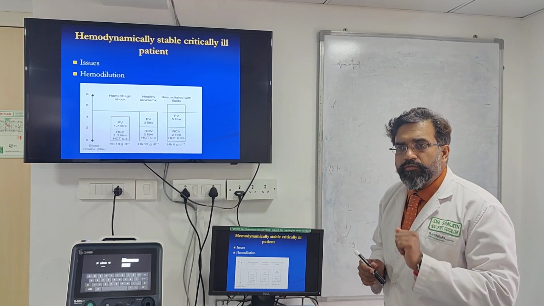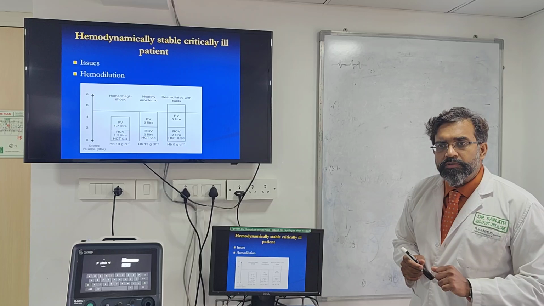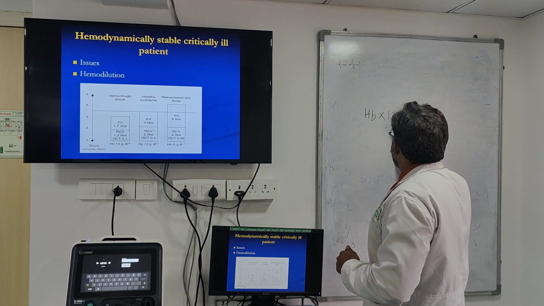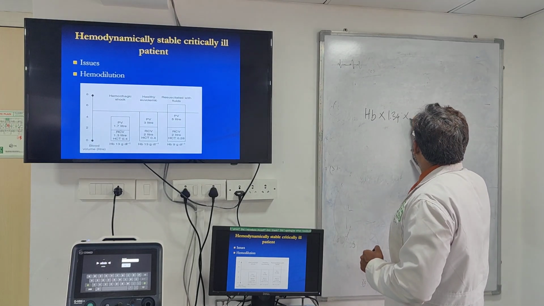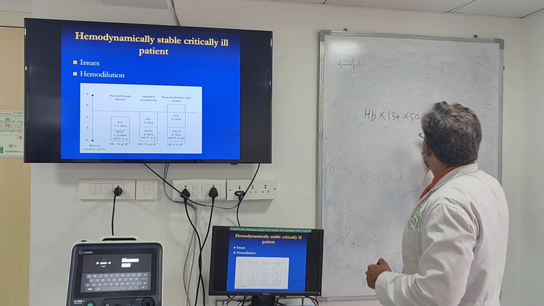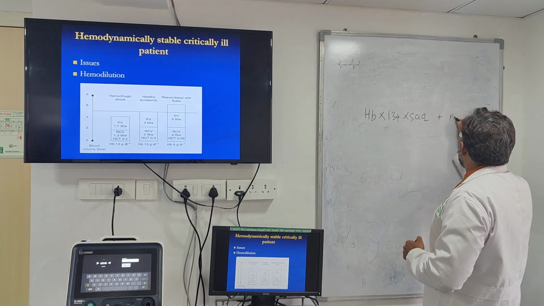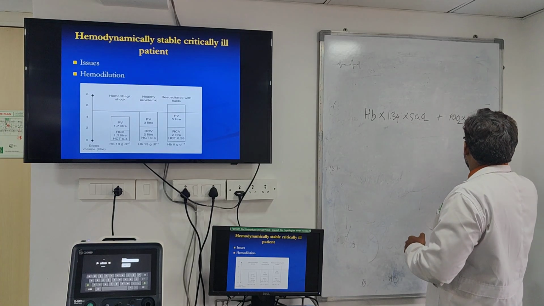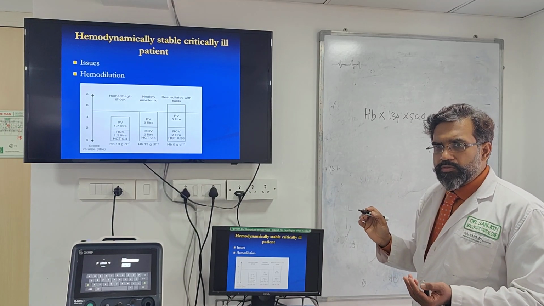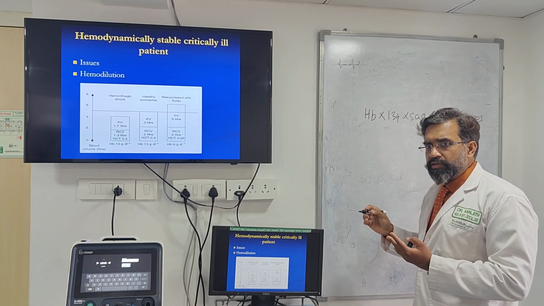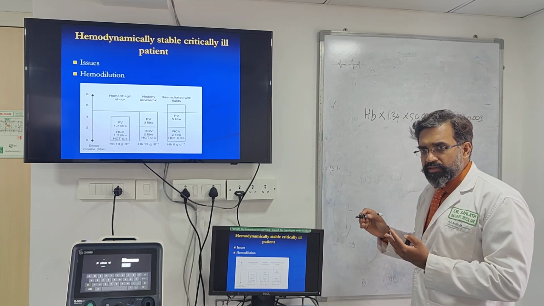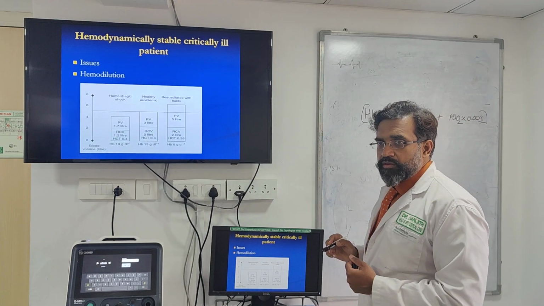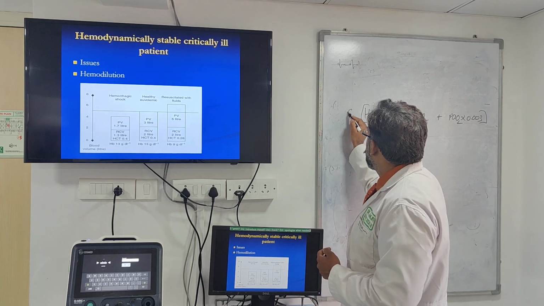So what is the delivery of oxygen? It is Hb into 1.34 into SaO2, plus PaO2 into 0.003. That's it. This is not the delivery. This is CaO2. So what is the delivery? Delivery is when this is multiplied by cardiac output.